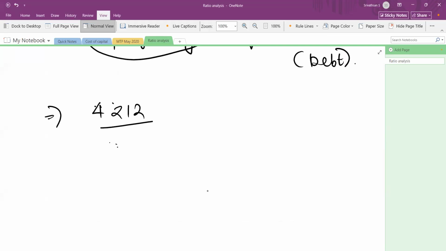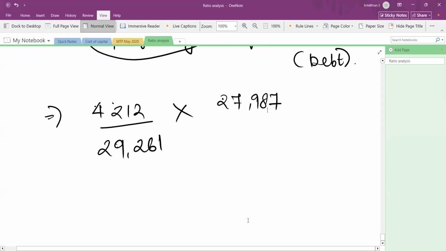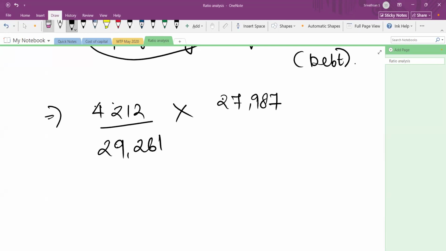Net profit by sales. Sales is 29,289. Oh, sorry, it should cancel out. No, correct. Sales by total asset. So 29,261 by total asset, 27,987.